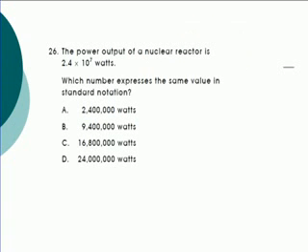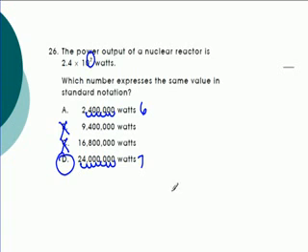The next one says the power output of a nuclear reactor is 2.4 times 10 to the 7 watts. Which numbers express the same value in standard notation? Well, we know it has to be 2, 4 something, so we know that B is wrong and C is wrong. So now we need to go 7 spaces. So starting at 2.4, go 7 spaces. 1, 2, 3, 4, 5, 6. That goes 6 spaces. Let's check this one. 2.4, 1, 2, 3, 4, 5, 6, 7. That's 7 spaces, so it has to be letter D.